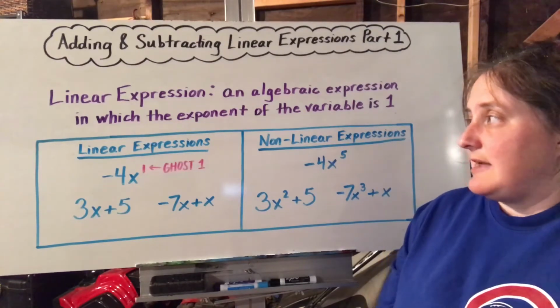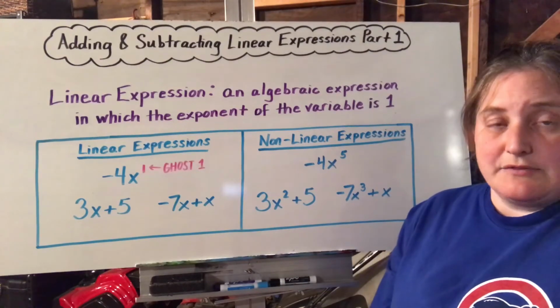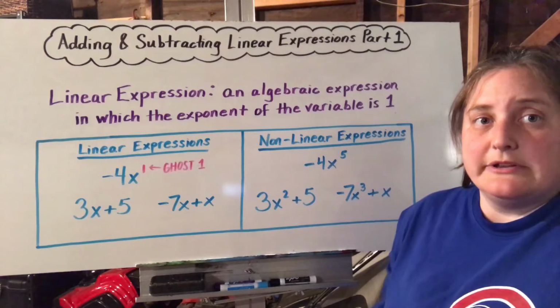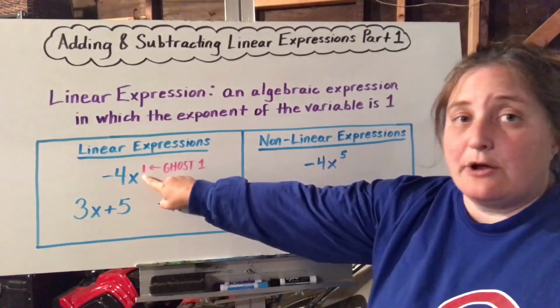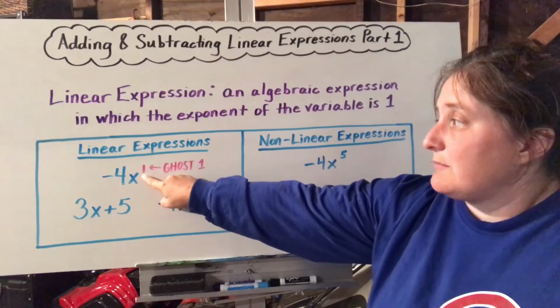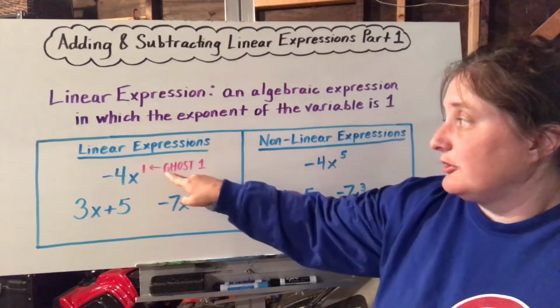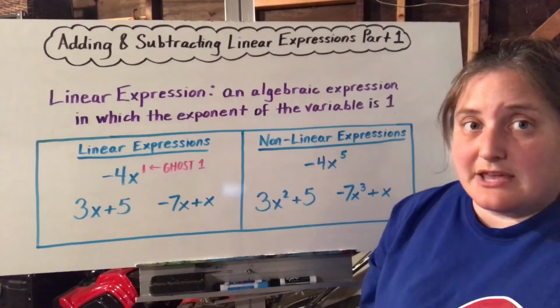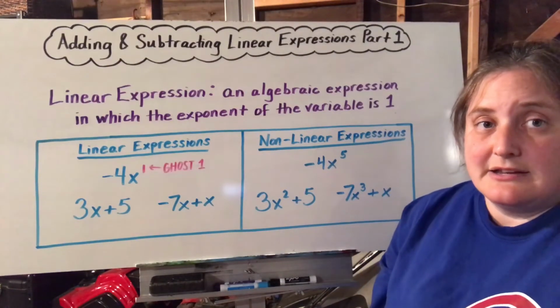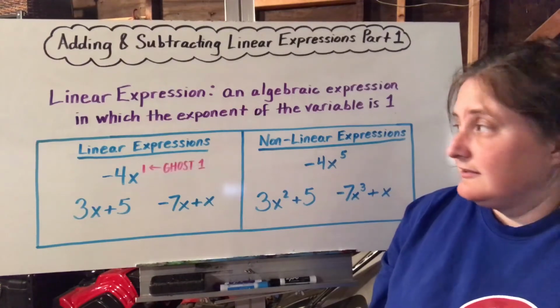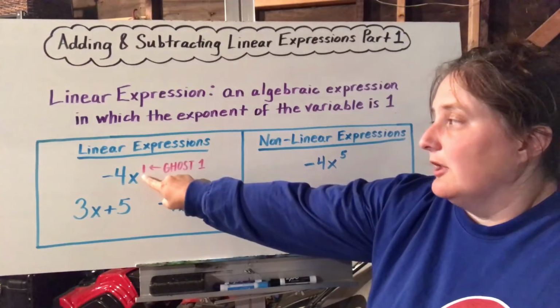So let's look at some examples of linear expressions. You may not even realize that the variable in this expression has an exponent because it's not always written there. But if it's not written, it is a 1. It's called a ghost 1. Sometimes it's there, sometimes it's not, but we have to know even when we can't see it, it still exists. So that 1 still belongs there.